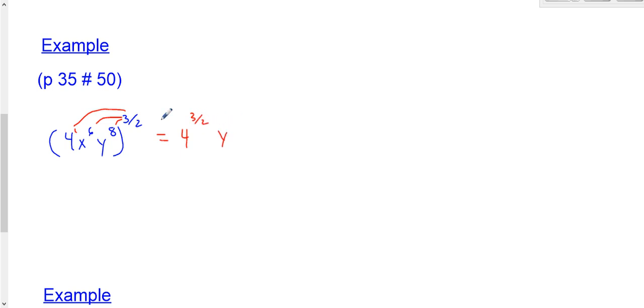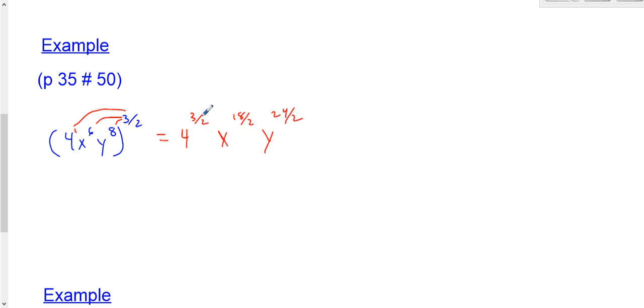I have x to the, 6 times 3 is 18, so 18 over 2. And then y to the 8th, you're going to multiply 8 times 3 halves, and you're going to get y to the 24 over 2. So I have 4 to the 3 halves, x to the 18 halves, and y to the 24 halves.